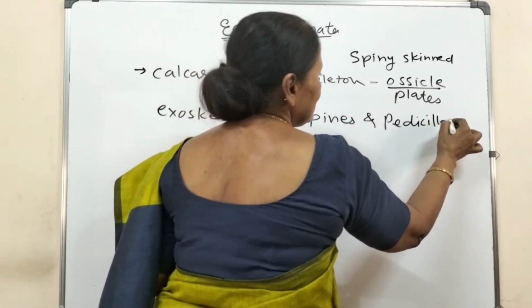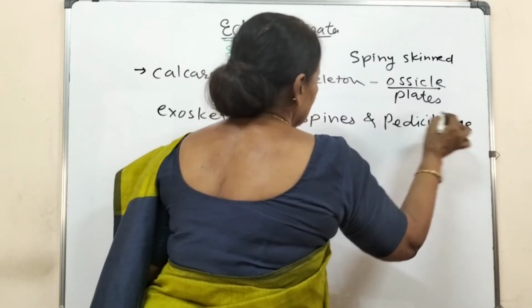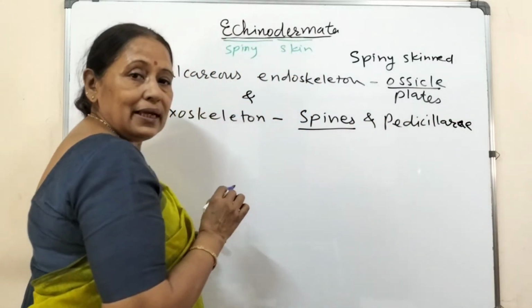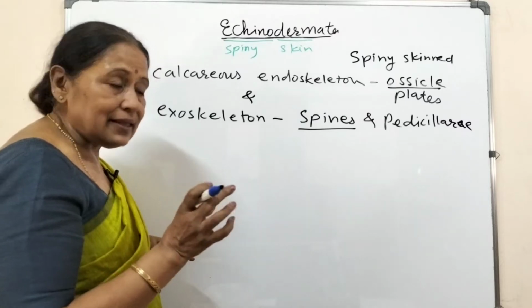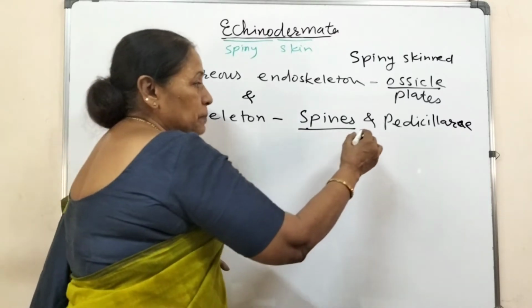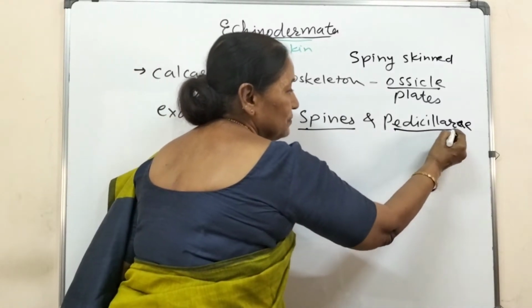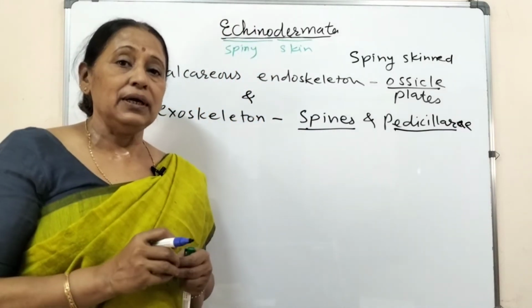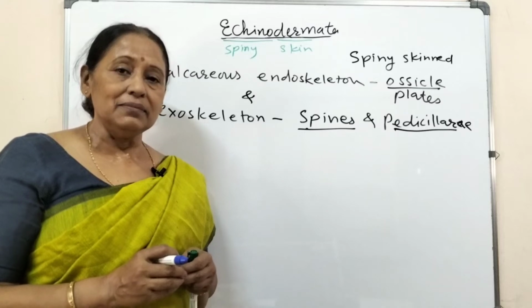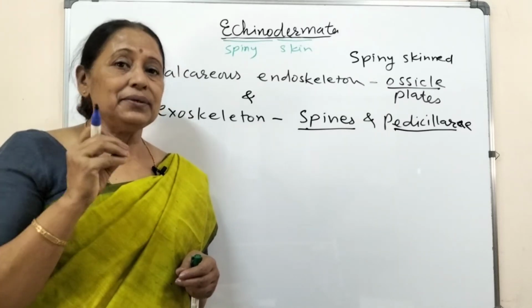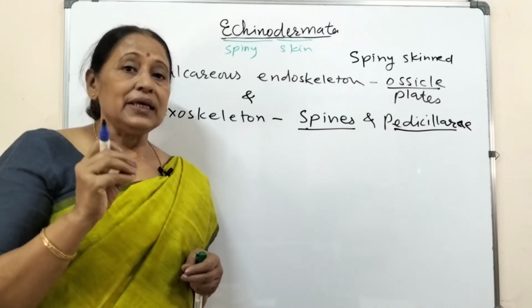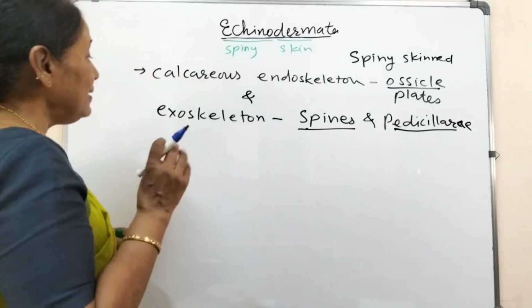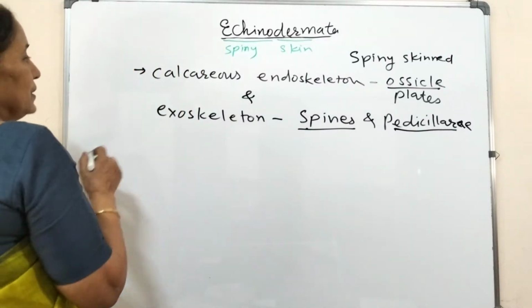Spines and pedicellariae. The spines give the spiny appearance and they are also protective. The function of the pedicellariae is that whatever debris goes on accumulating on the body of the echinoderms, the pedicellariae continuously clean it. So their function is cleaning the body of the echinoderms.